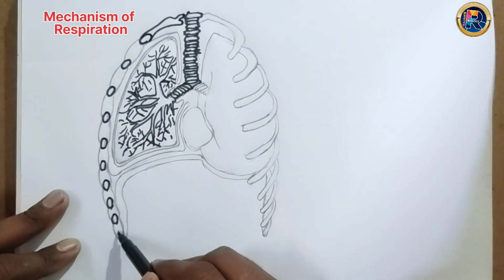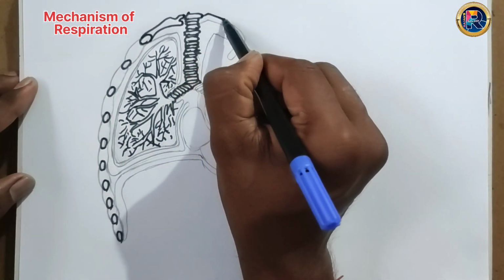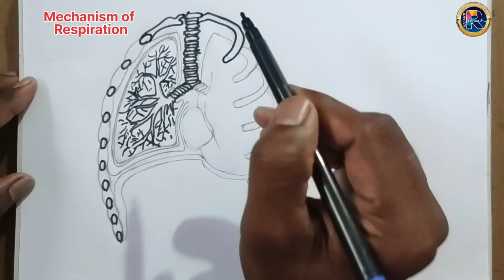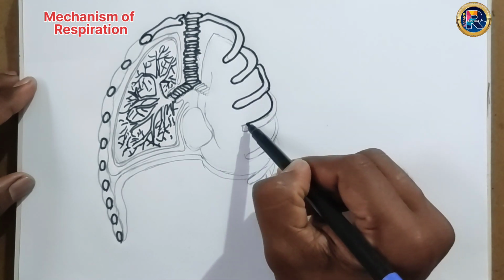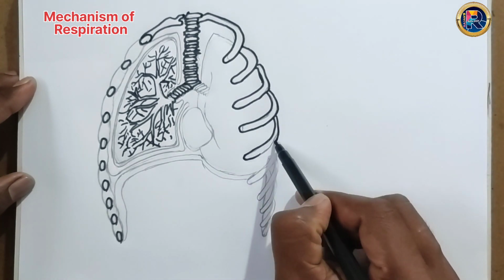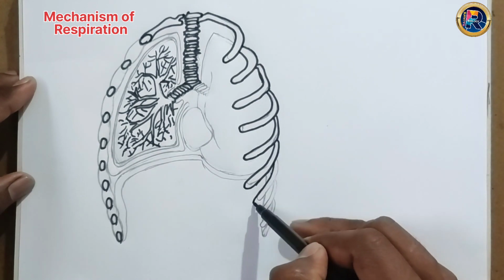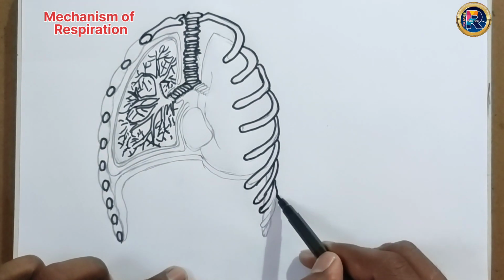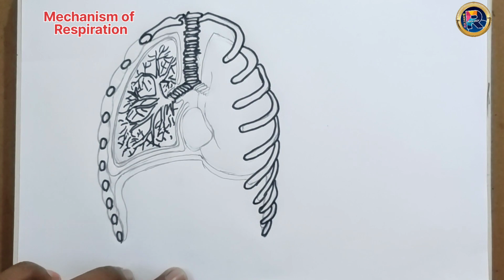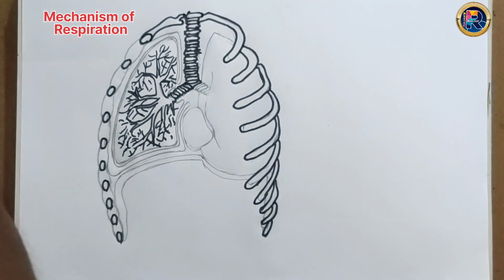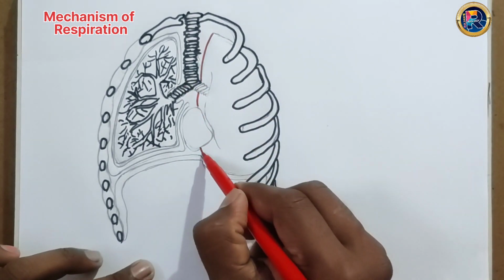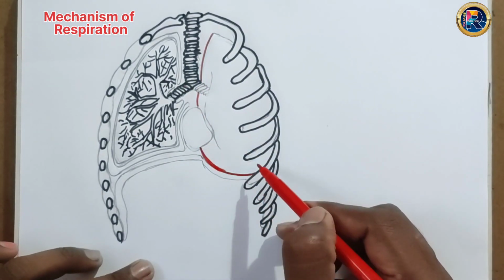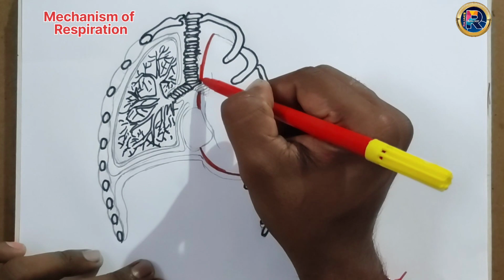The chest wall. The chest wall is made up of ribs, muscles and the skin. The ribs are attached at an angle to the spine. When we inhale, the chest wall moves up and expands. This causes an increase in the volume of the chest cavity.